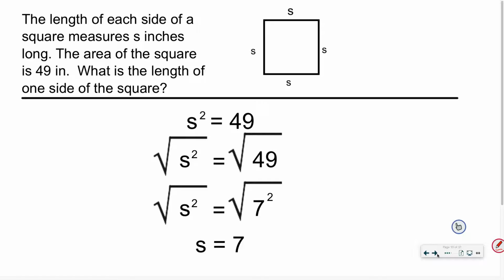So coming back to our original problem, if I was going to solve s squared equals 49, I'm not dividing by 2. I'm actually finding the square root and determining which number times itself gives me 49, and that would be 7. Now, negative 7 would count here, but since we're talking about a square, let's think it's an actual object. We'll say positive 7.